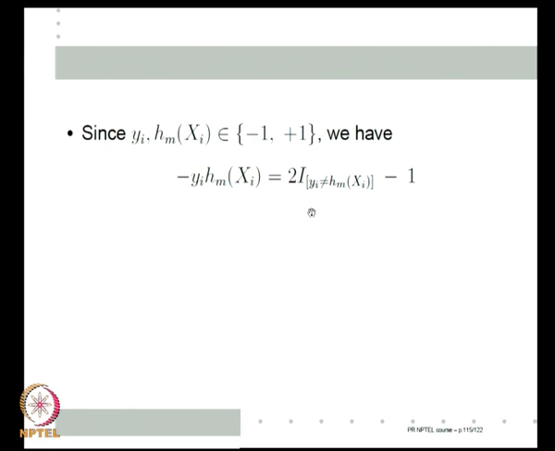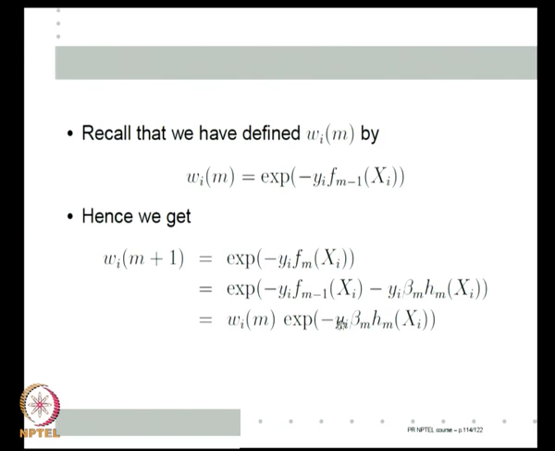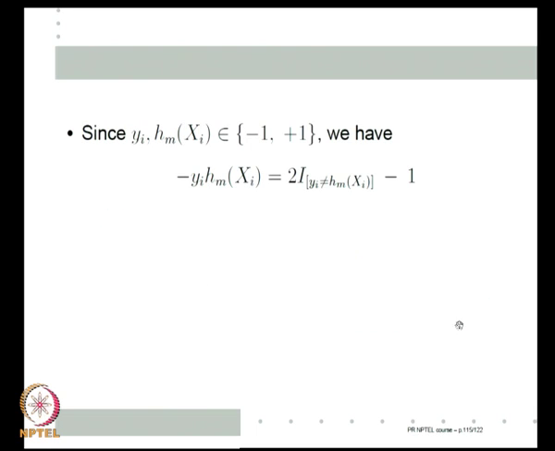Conversely, if yi and hm xi are of the same sign, then this indicator will be 0, so this will be minus 1, and this side also it is minus 1 because y and hm are of the same sign. So, I can always write minus yi hm xi as this. Now, I have beta m into minus yi hm xi here, so I can substitute minus yi hm xi there.